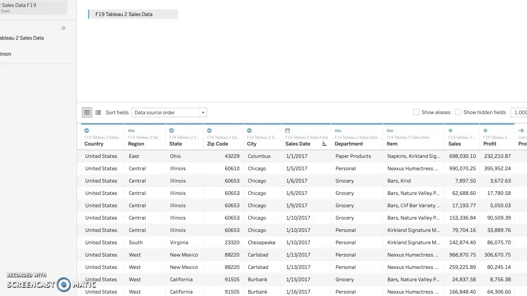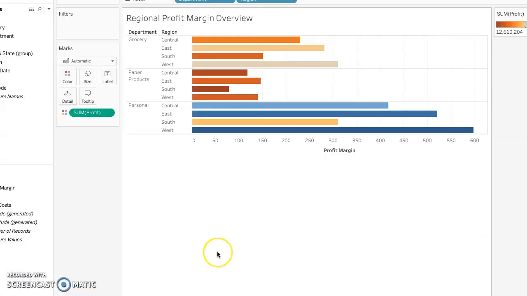I used a lot of bar charts because I figured they would display the data pretty clearly and they matched up with what I was trying to present. So with that being said, here is my first sheet. I started off just giving a basic overview of the profit margins by region. I did include the department in this, so for each region I have the grocery department, paper products, and then personal. As you can see, there wasn't really any specific discoveries made here or any outliers.